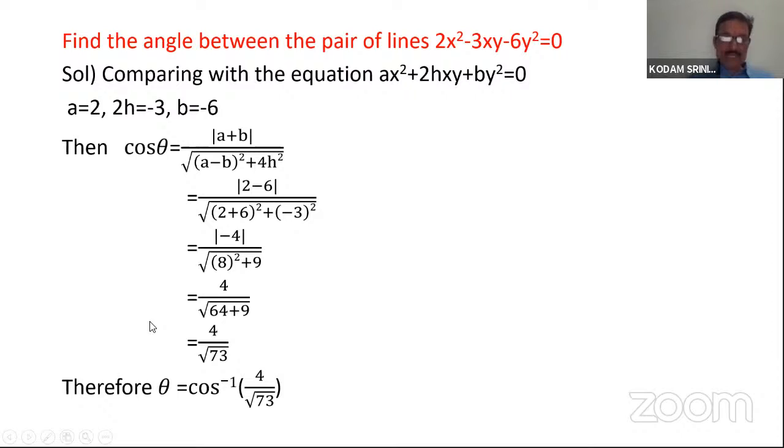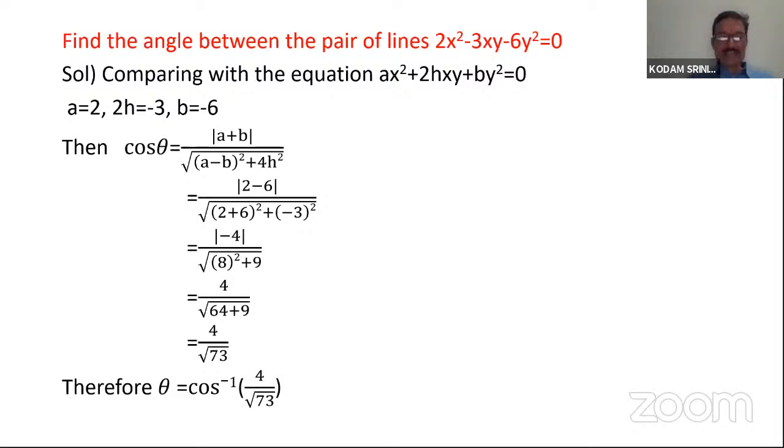From the concept of inverse trigonometric functions, from the trigonometry part in our first year, if cos theta equals k, we have theta equals cos inverse of k. Here also it is in the form of cos theta equals 4 by root 73. Therefore, we can write theta equals cos inverse of 4 by root 73. Therefore, the angle between the given pair of straight lines 2x square minus 3xy minus 6y square equal to 0 is theta equals cos inverse of 4 by root 73.